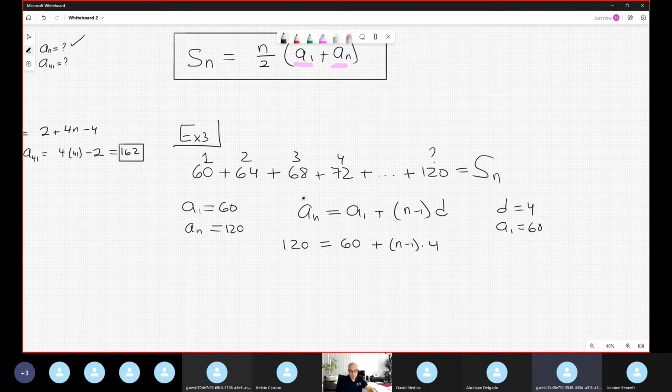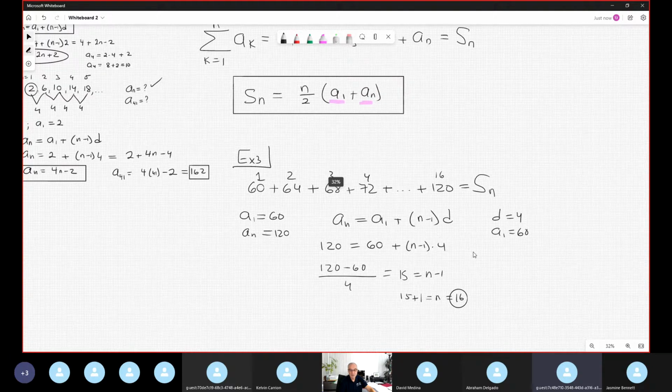Now you subtract, 120 minus 60 divided by 4, and the answer is 15. So 15 is m minus 1. Therefore, m alone is 15 plus 1, m is 16. That means 120 is in position 16. Okay, now we're ready to apply the sum formula.